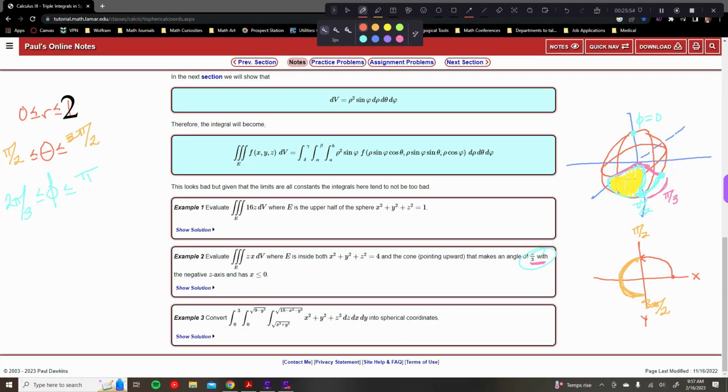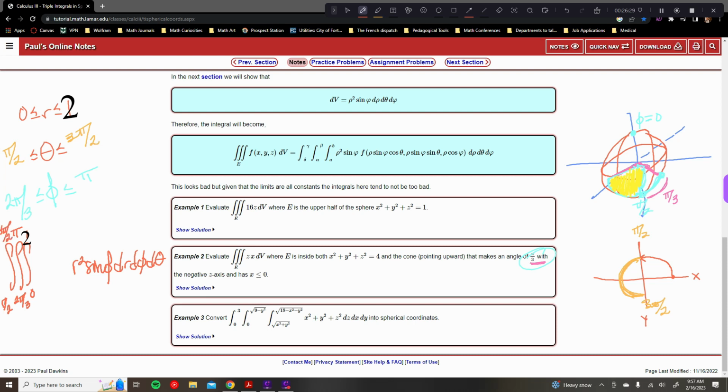Let's set up the triple integral then. Triple integral r squared sine phi, let's say dr d phi d theta. I don't really care about the order. For dr, r goes from 0 to 1. For d phi, phi goes from 2 pi over 3 to pi. And finally theta goes from pi over 2 up to 3 pi over 2.